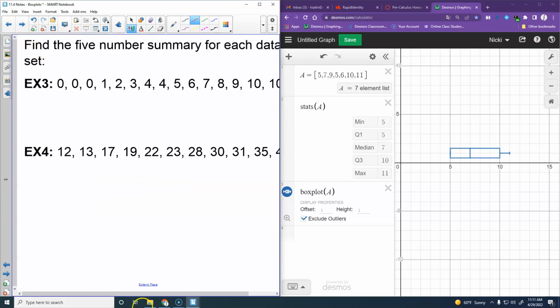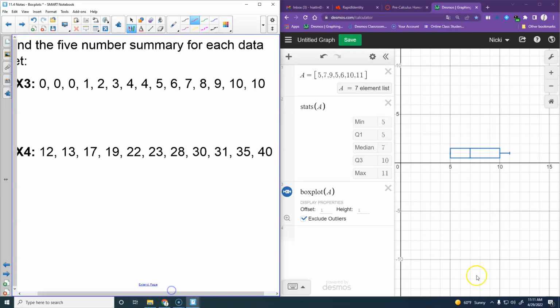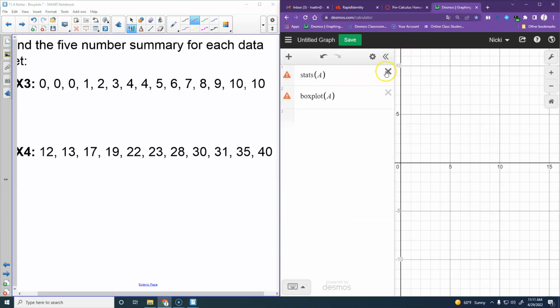Okay, so I want everybody to make a box plot for that next set of data for me. I want you to do it on Desmos. I'm going to be coming around to look at it. I'm going to cut my screen off for a second while I do this because I want you guys doing it. And I use the capital A. You can use any letter for that. You don't have to use an A.